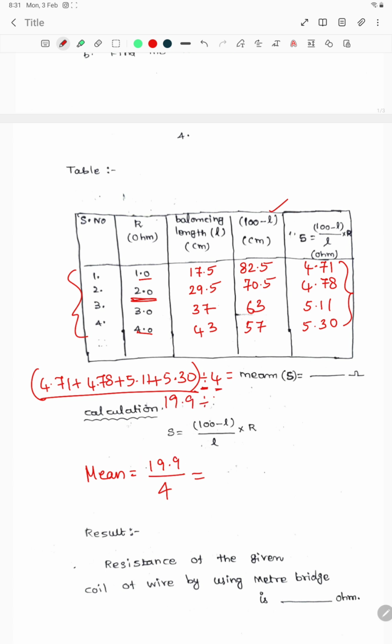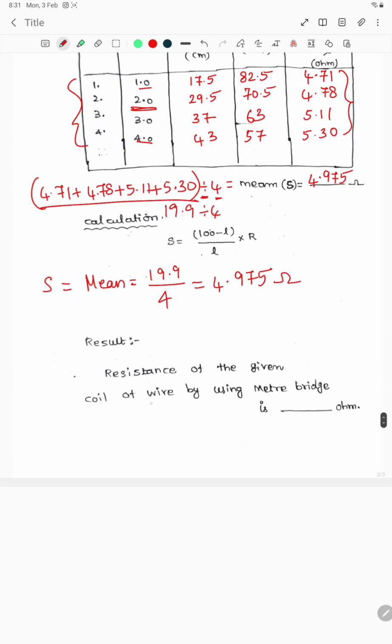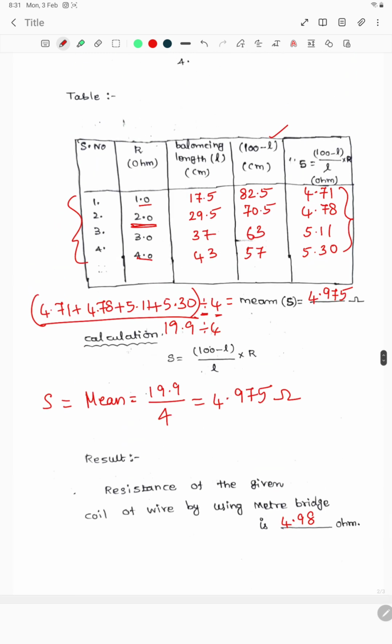19.9 divided by 4, then you will get the proper answer. Whichever is convenient for you, you can go with that. That is going to be 4.975. Here also I will write the mean value 4.975 ohm, and mention ohm. So the resistance S value is equal to 4.975 ohm, and then in the result you will write: resistance of the given coil of wire by using meter bridge is 4.975 ohm. Or you can just round it off to 2 decimal places, because everywhere we have rounded it off to 2. So that will be 4.98 ohm.